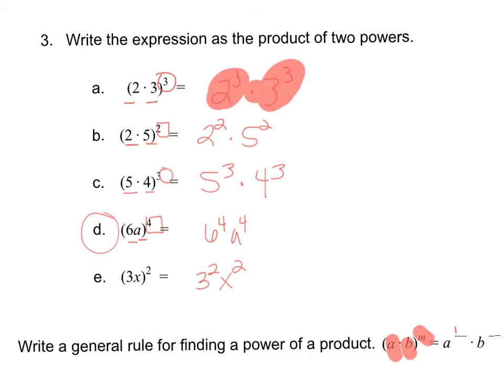It's going to be A to the m power and B to the m power. So that's our final rule here. That's the power of a product.